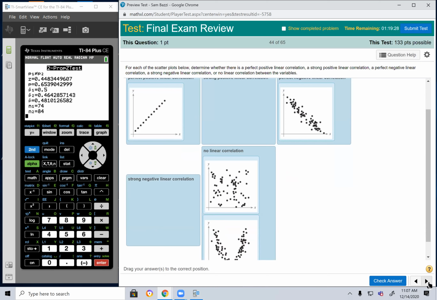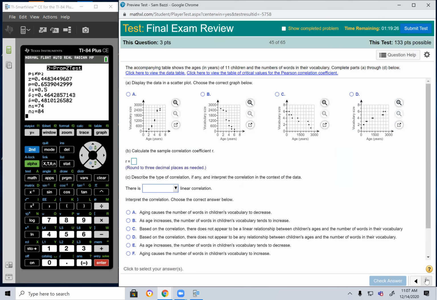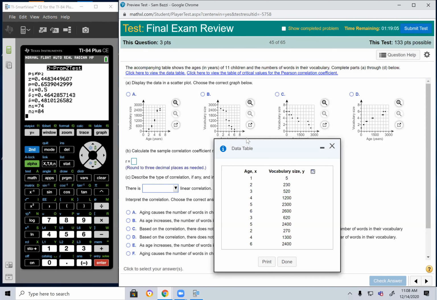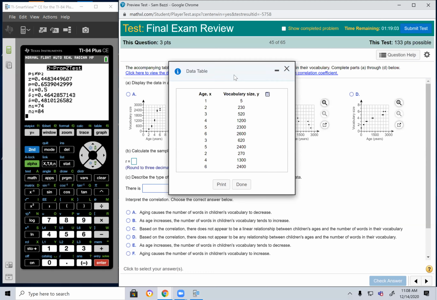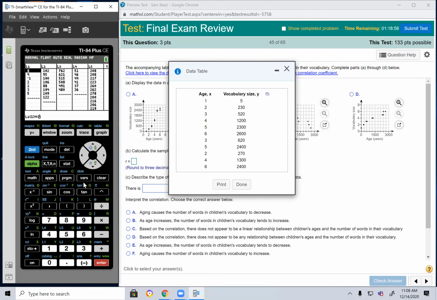All right. The accompanying table shows the ages and vocabulary sizes of 11 children, the number of words in their vocab. Complete parts A through D. Click here, okay, to view the table. And we're going to show you how to do this one, guys. Okay, here's the table of values. Okay, let's put it on the calculator. Stat, edit.